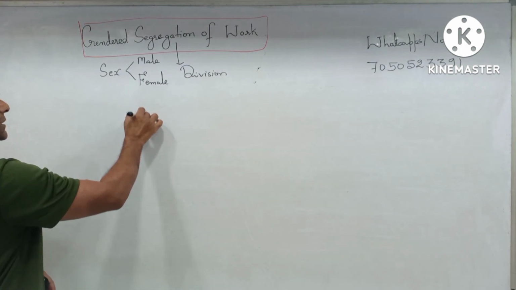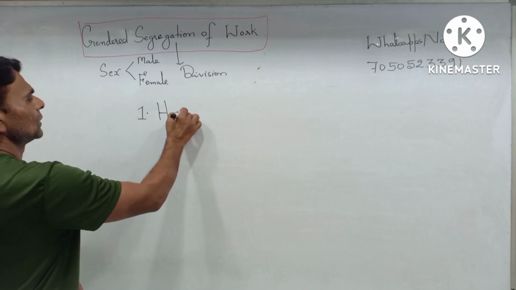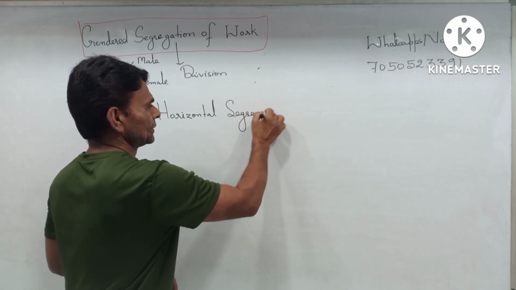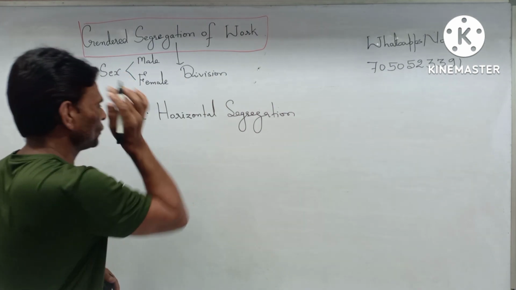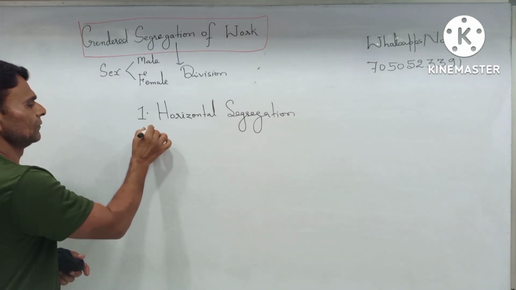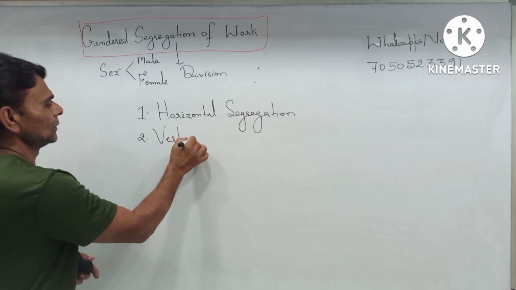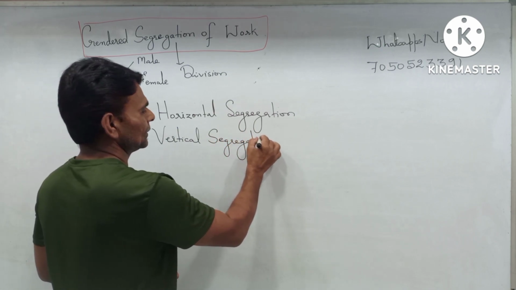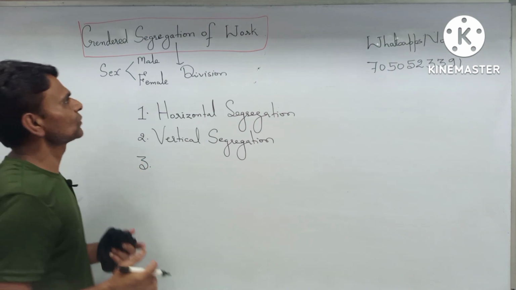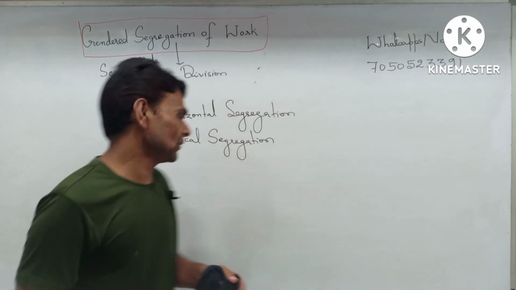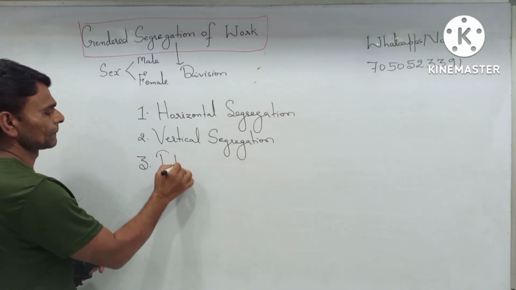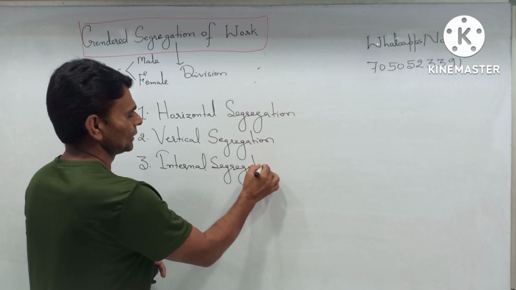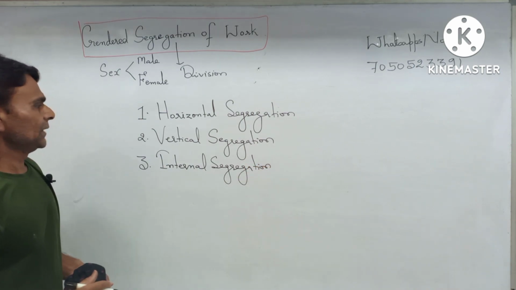First, horizontal segregation. Second, vertical segregation. And third, internal segregation. These are the types of gender segregation at the workplace. Now I am going to explain one by one.